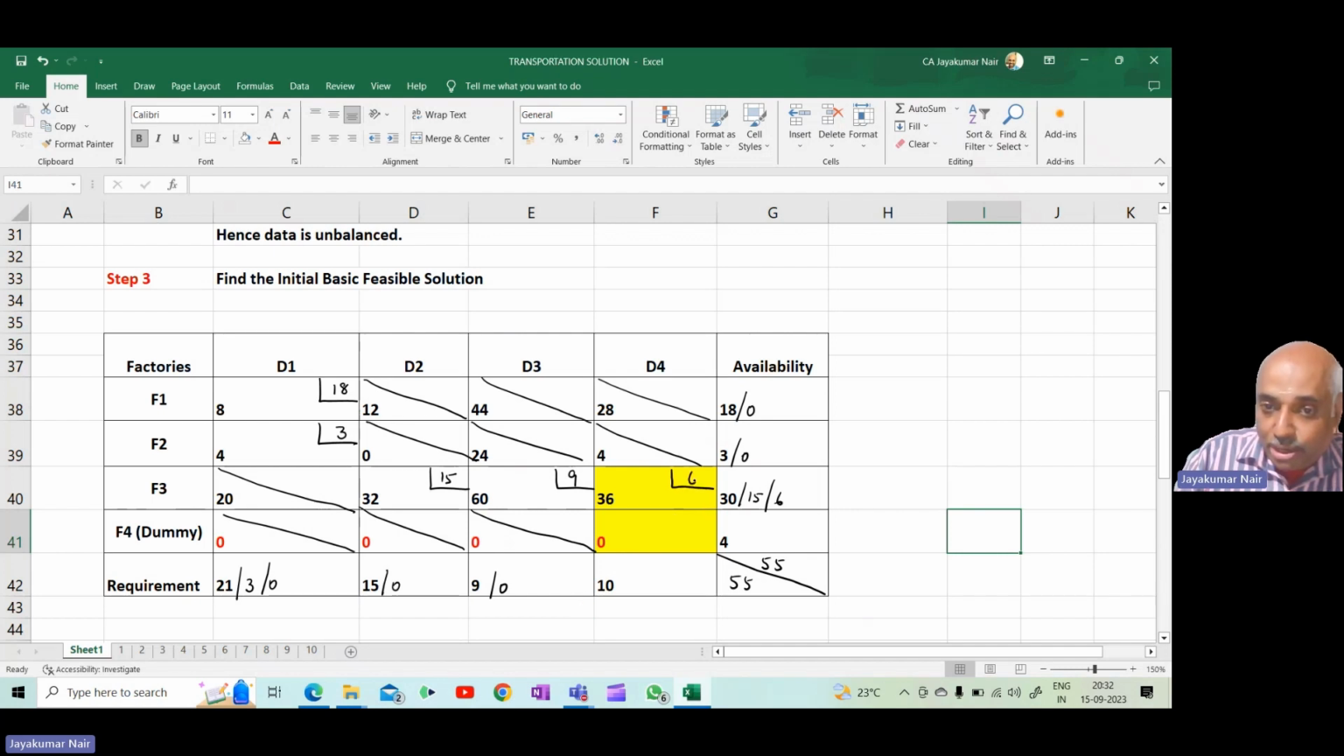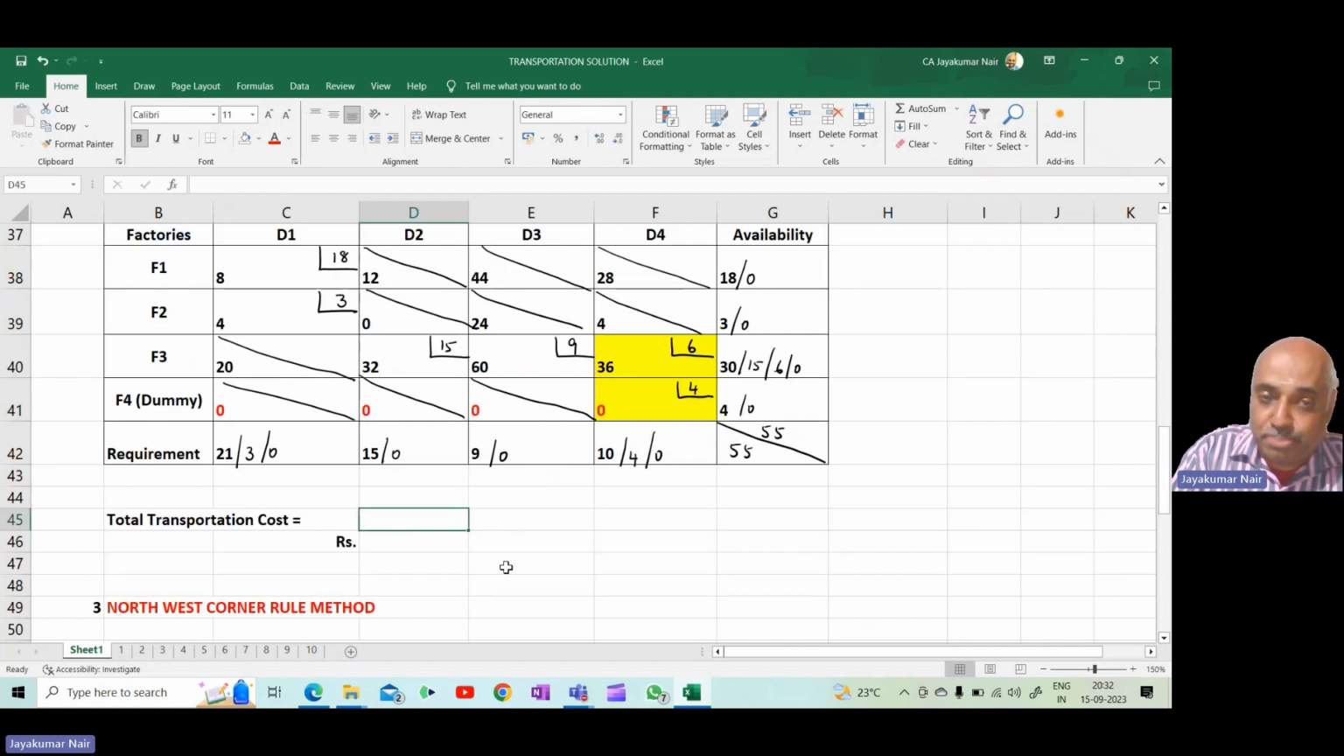So you have to allocate 6, because 6 or 10, whichever is lower, 6 is lower. So this will become 0. Here it will become 4. And the last allocation will be 4 here. This will become 0. This will become 0. So we have made the allocation.